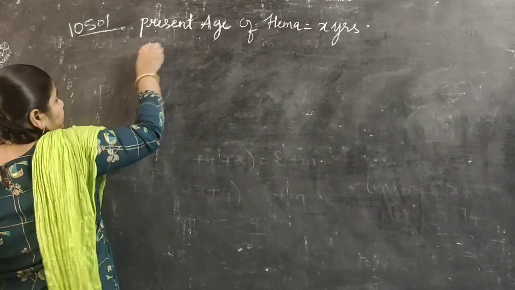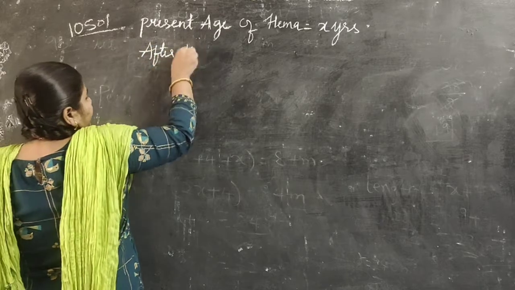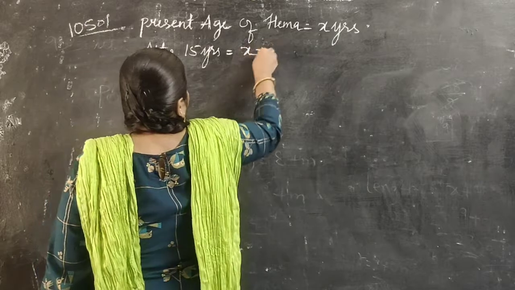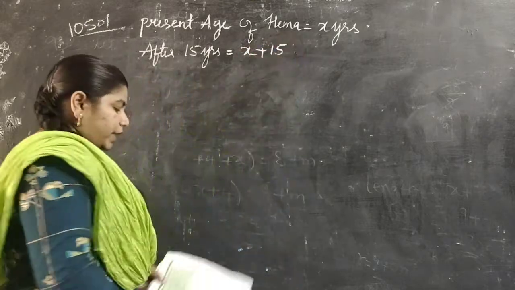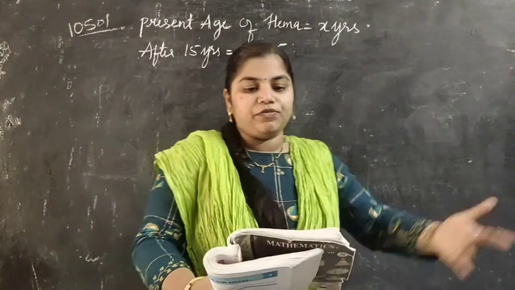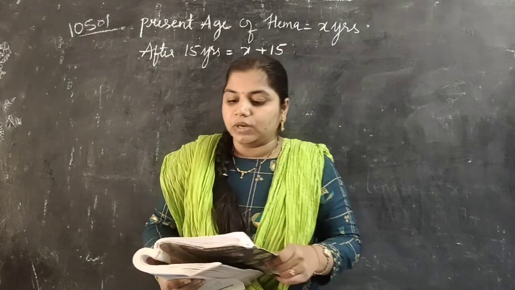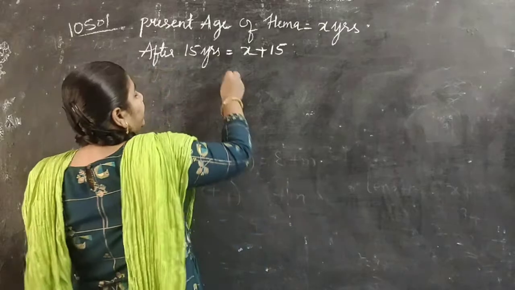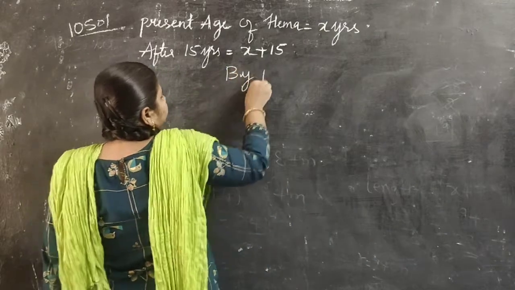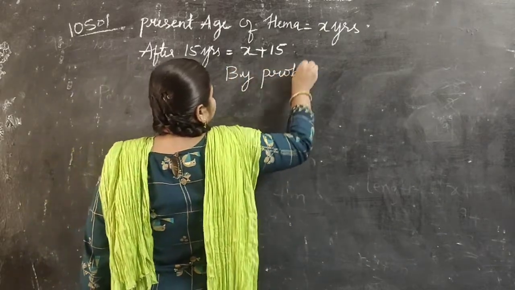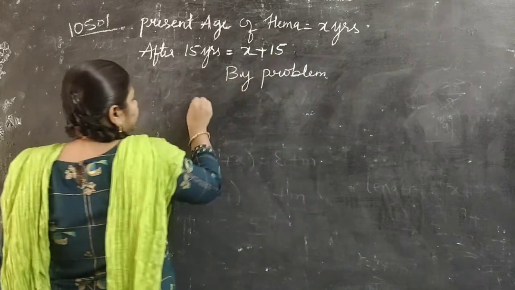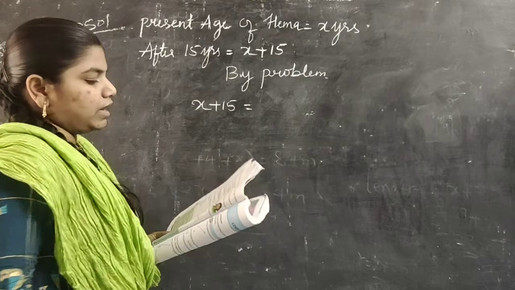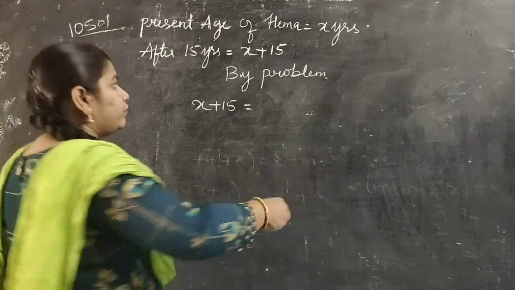Now they are talking about after 15 years. After 15 years means after 15 years, what will be her age then? So that will be x plus 15. Now by seeing that problem, after 15 years, Hema's age will become 4 times that of present age. So by problem we can write it as after 15 years means x plus 15. After 15 years, what will be her age? It is 4 times of present age.